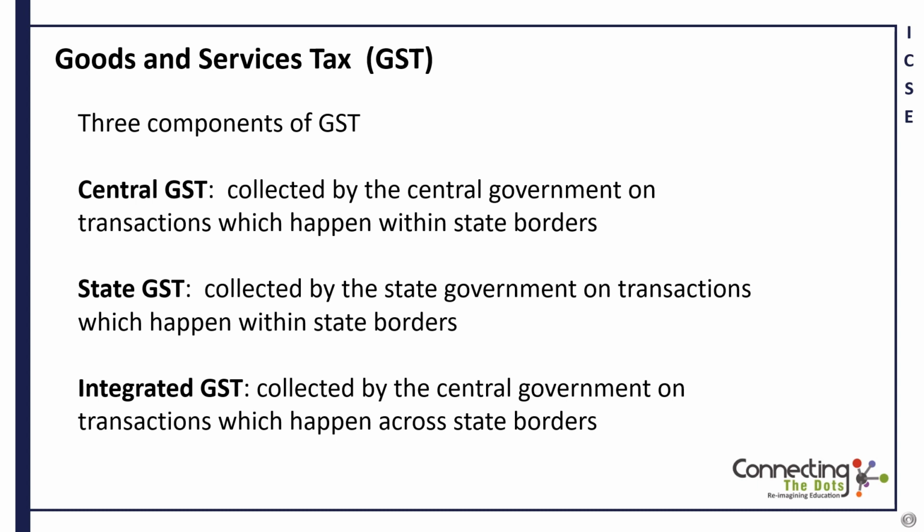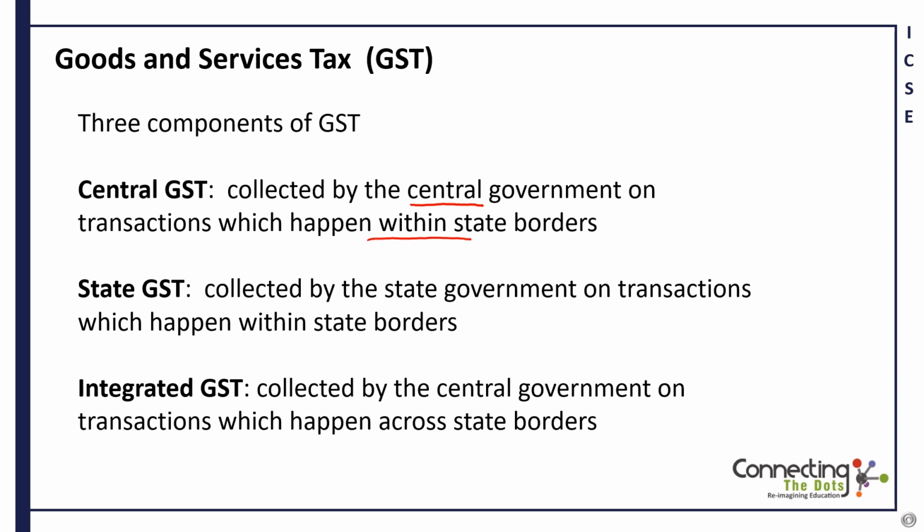Now, there are two important things here. One is it is collected by the central government. So, the money that is collected as part of the CGST goes to the central government in New Delhi, in India. And this is for a transaction that happens within state borders. For example, I live in Karnataka, and if I make a transaction in Karnataka where the buyer and seller are both within one state, so this is a transaction which happens within state borders, then CGST is collected and given to the central government.